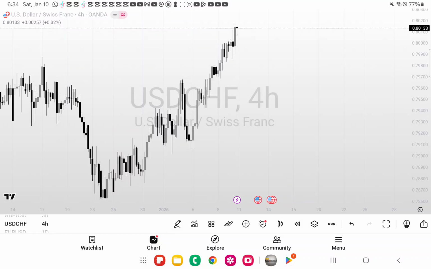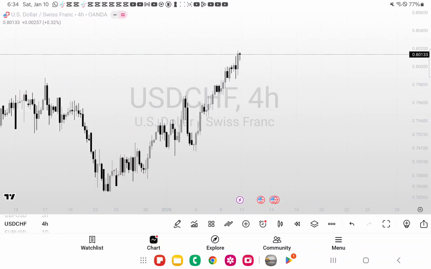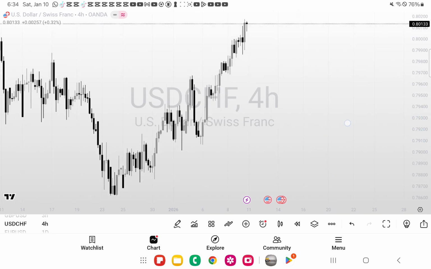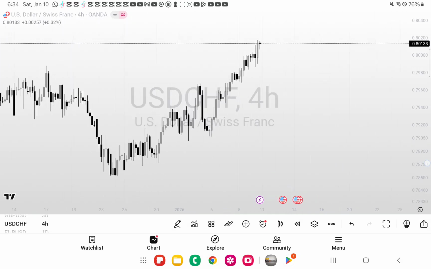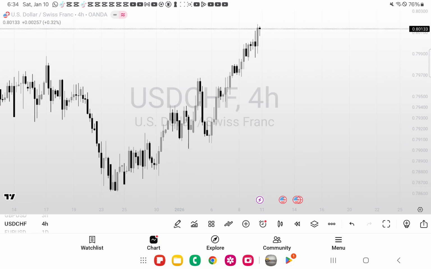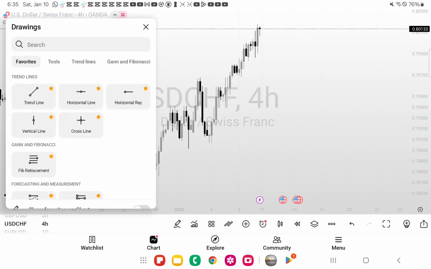If we want to talk about internal range liquidity, let's start with fair value gap. Fair value gap is one of the internal range liquidity that we have. On this chart, we are currently in an uptrend. So let's first of all focus on fair value gaps, which are internal range liquidity in the market.